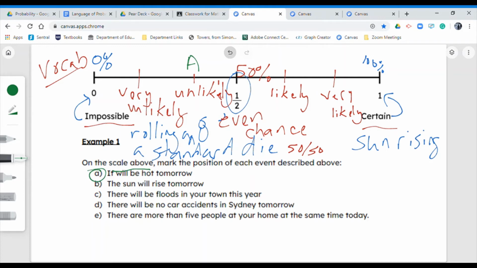B, the sun will rise tomorrow. Well, I already kind of used that in our example. B, over here right by R1, is certain: the sun will rise tomorrow. C, there will be floods in your town this year. Well, this is like a trick question for me, but I'll answer it first from the Orange perspective. There will be floods in Orange this year. I've heard that it is unlikely that while I'm in Orange this year, there will be floods.